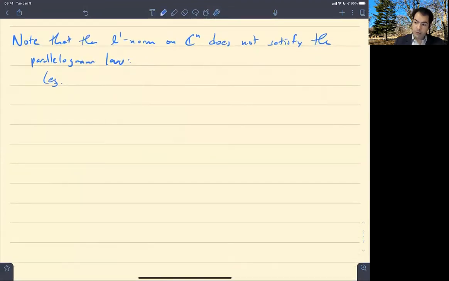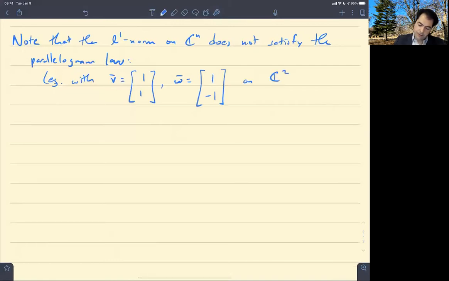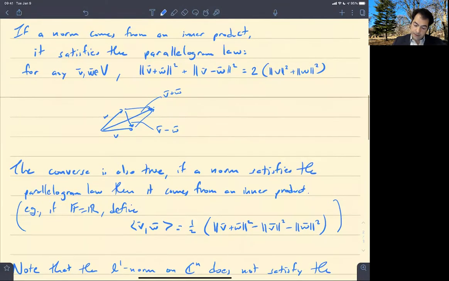So for the little L1 norm, you could, for example, use the vectors v given by 1, 1, and w given by 1, minus 1, on C squared. Right? So I'll let you do the check, but just plug these in to this side using the little L1 norm, and plug them into this side using the little L1 norm, and check that you get different things.